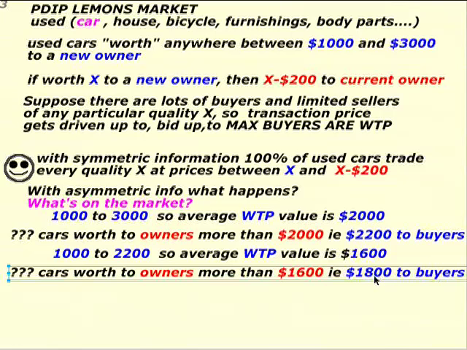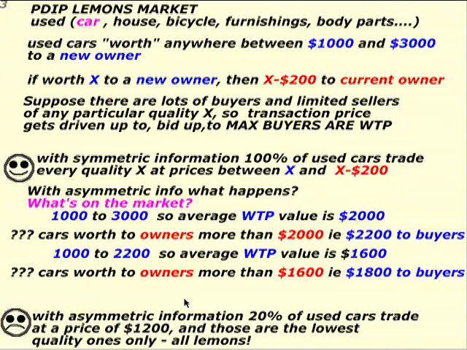Then we've got to worry about the owners of cars that are worth more than $1,400 to them, or $1,600 to the buyers. And so the story goes. We get into this kind of vicious circle. And does it ever stop? Well, yes, it does, at a price of $1,200, if you work out the math.